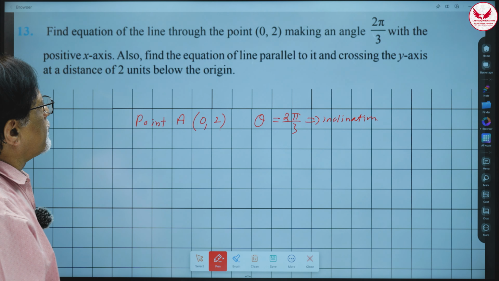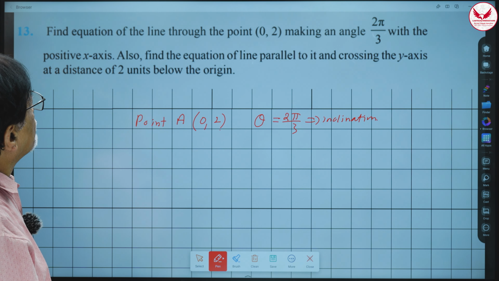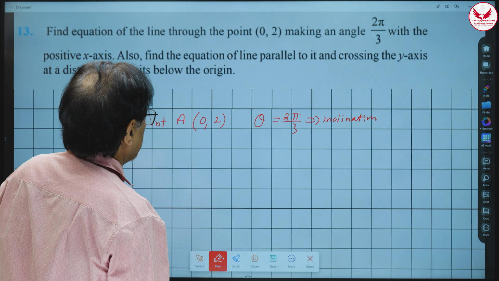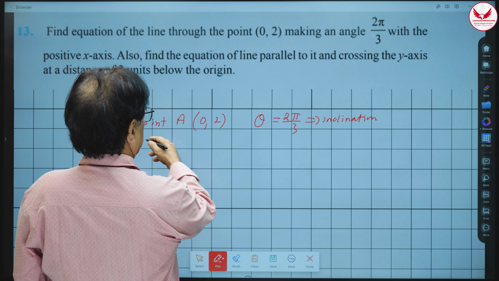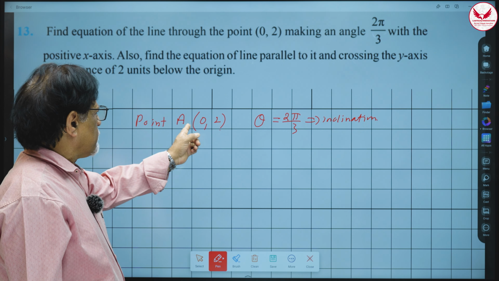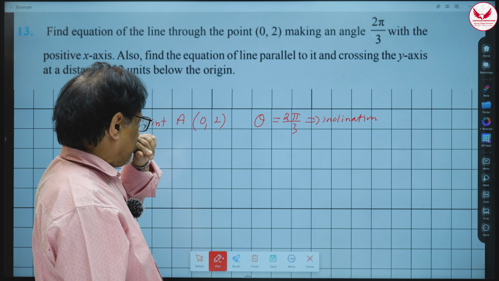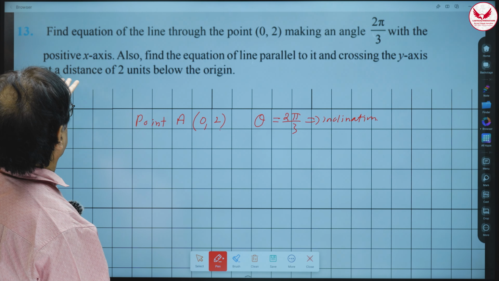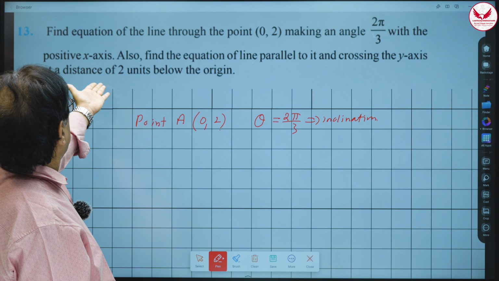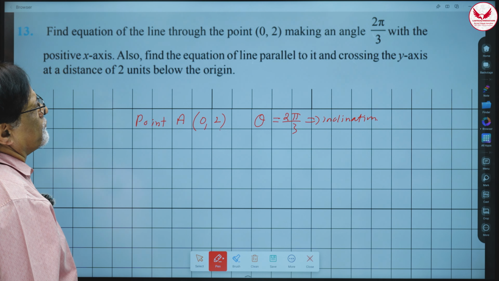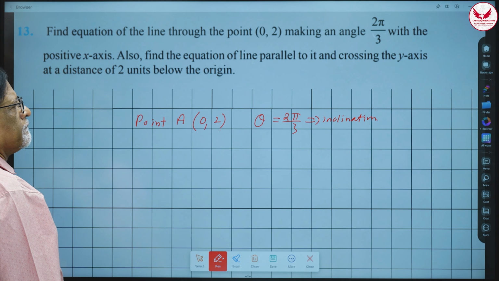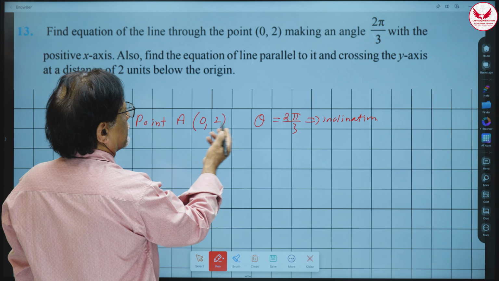Okay. Now the point is given, the inclination is given, and we also have to find the equation of a line parallel to it, crossing the y-axis at a distance of 2 units from this. Now that's simple, but there are two questions given here. One is to find the equation of a line passing through this point with inclination 2 pi by 3. And the second is another line which is parallel to this line, that means the slope of this line and that line is the same, but it is at a distance of 2 units below the origin, crossing the y-axis 2 units below the origin. Okay, fine. So this is very simple.